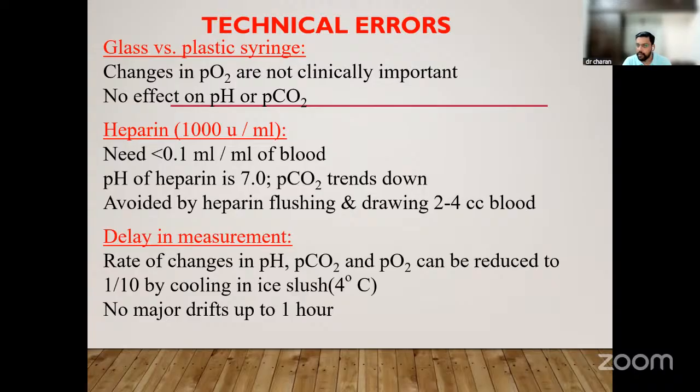If at all you're not having those syringes, take some heparin and completely flush it out. That's very little heparin in your syringe. After flushing it out completely, it should be enough for the blood to not clot until we take it to the machine. Again, delay in measurement.